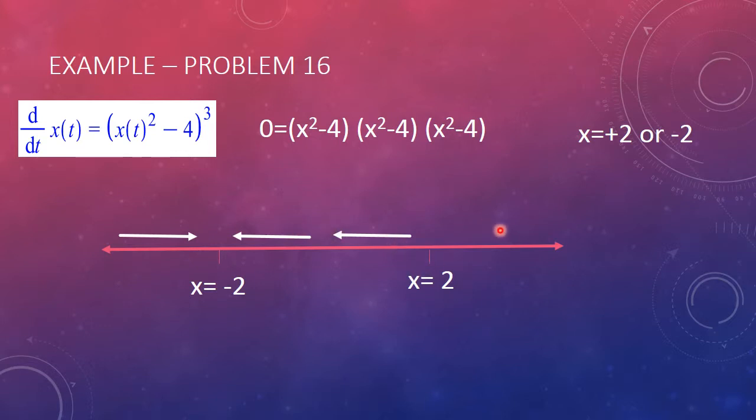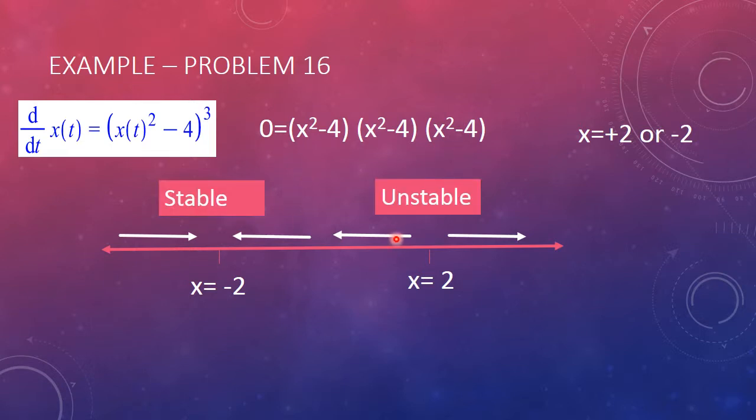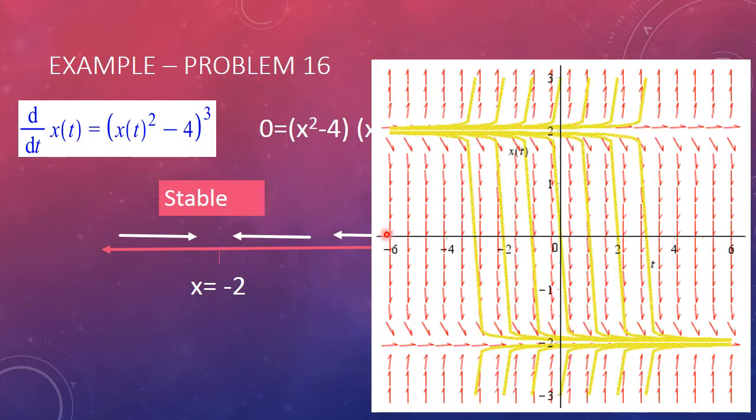And then if I put in a value greater than 2, let's say 3, this would be positive, positive, and positive, so it should be a positive number. And then again, we get unstable at 2 and stable at minus 2, and then we can plot the direction field, and you can see how it's going at the constant lines at 2 and minus 2. Any solution starting out greater than 2 goes away from 2. Any solution starting out in between 2 and minus 2 goes towards minus 2. And any solution starting out below minus 3 goes towards minus 2.